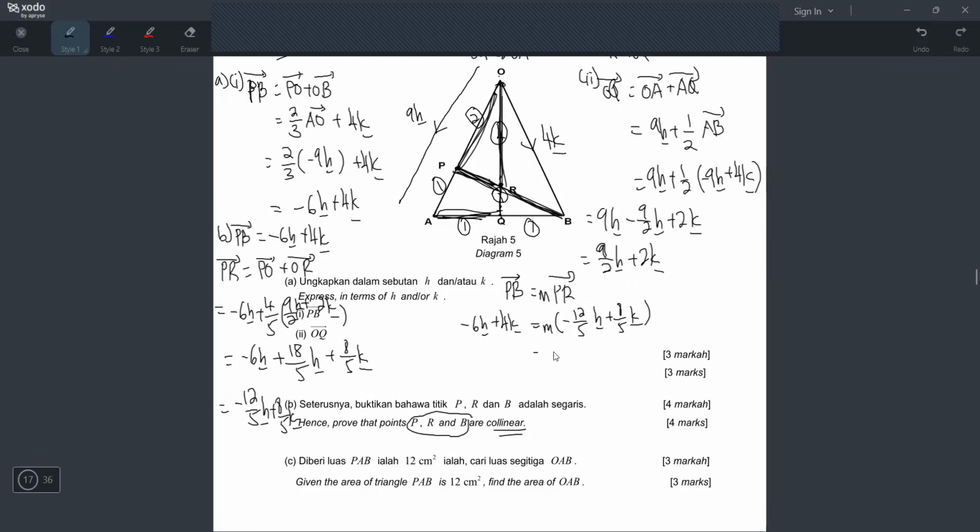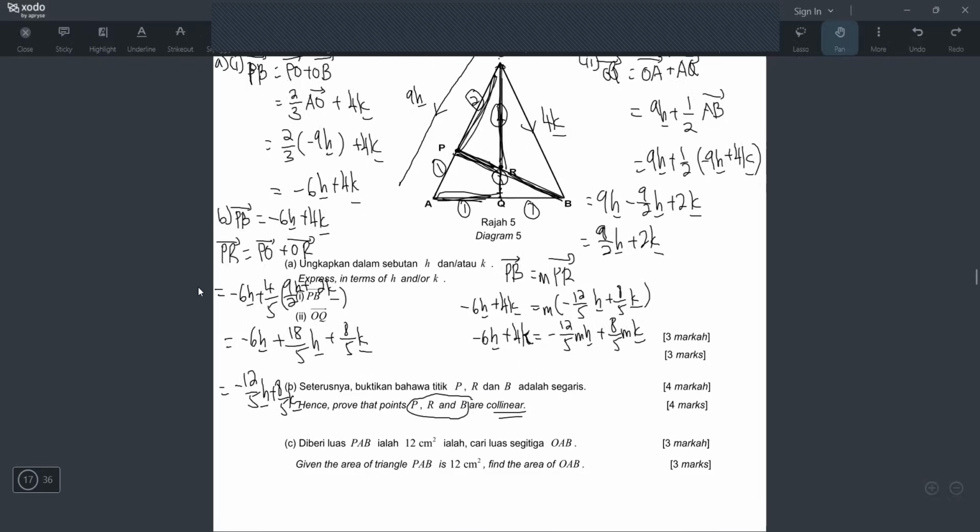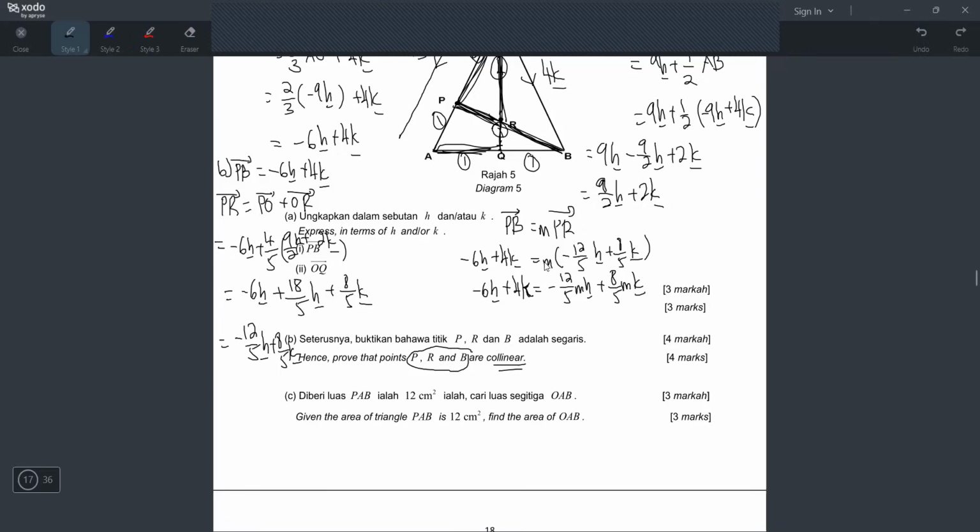Okay, so let's expand this. Negative 12/5 mH plus 8/5 mK. The other side, negative 6H plus 4K. Now I will compare the coefficients on both sides. So the H coefficient on this side is negative 6. So I will write, okay, I don't have enough space, so I think I'll write down here. So I'll write negative 6 equals negative 12/5 m, because I compare the coefficient of H here with the coefficient of H here, right? And then the coefficient of K is 4 equals the coefficient of K, 8/5 m, right? So like this. And then I'll try to find m here.